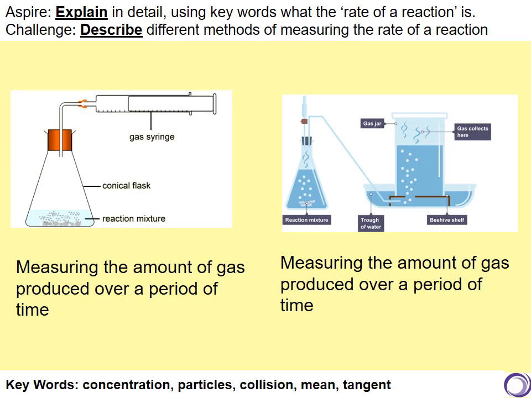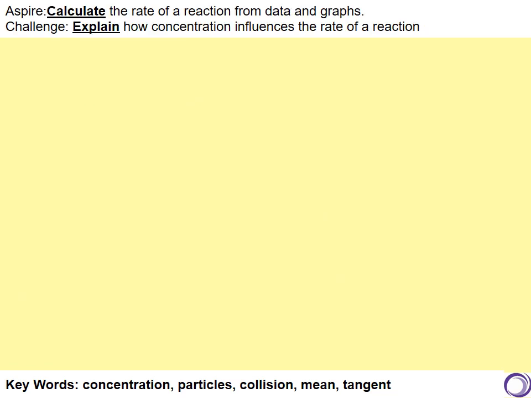Just showing you those methods side by side then. So the one on the left has the gas syringe, and the one on the right, in this case, has a gas jar, but if we wanted to record a volume accurately, we would use a measuring cylinder. This is one of the required practicals for AQA Combined Science and AQA Chemistry. We are now going to watch a short video of the practical being carried out.